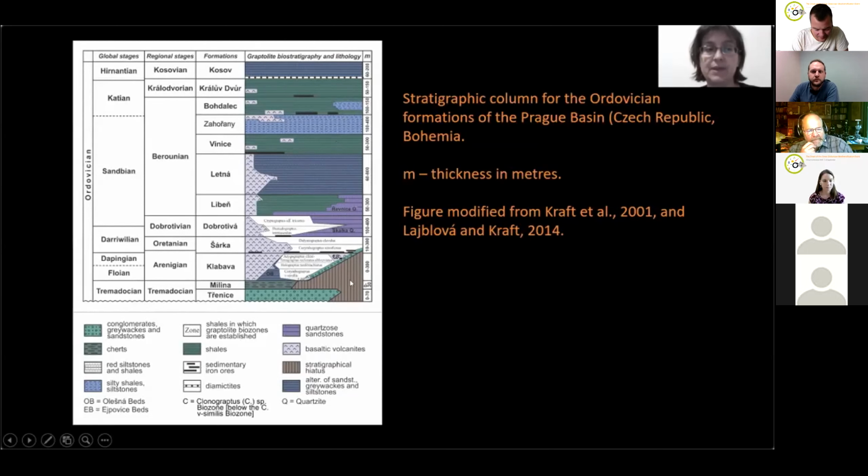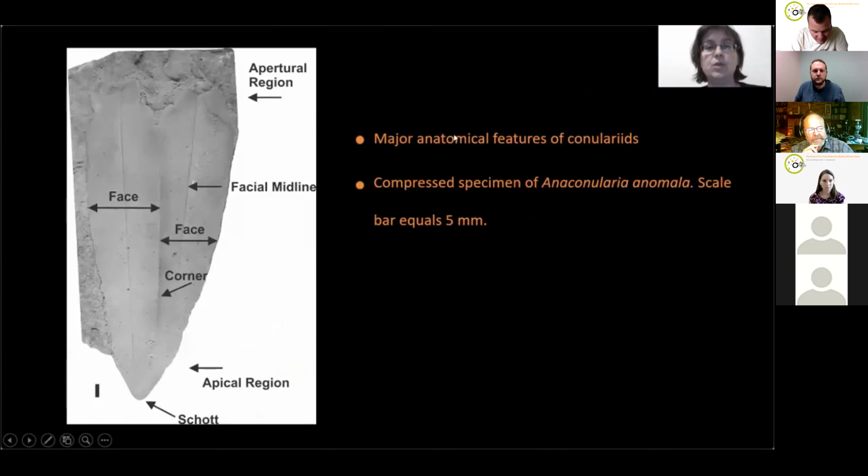Conulariids first appeared in the Prague Basin in the Lower Ordovician, and their diversity gradually increased to a maximum of 14 species in the Middle Ordovician Šárka formation. The last occurrence of conulariids in the Ordovician of the Prague Basin is in the Upper Ordovician Králův Dvůr formation. Let me introduce you to the conulariid morphology and their systematic position.